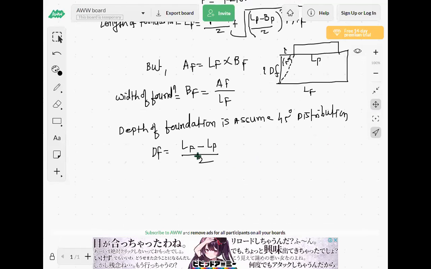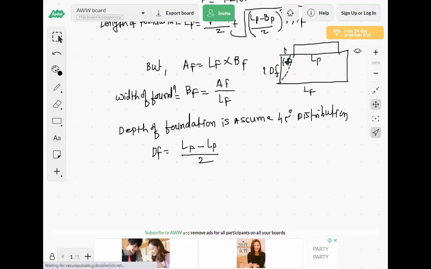Are you getting how to calculate depth of foundation? Please draw the sketch. The sketch is very important. The distribution of load up to the depth is at 45 degrees. This 45 degree distribution is made as per the procedure of IS 800:2007.